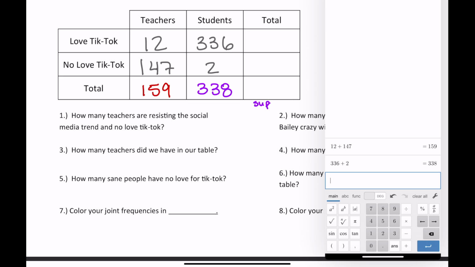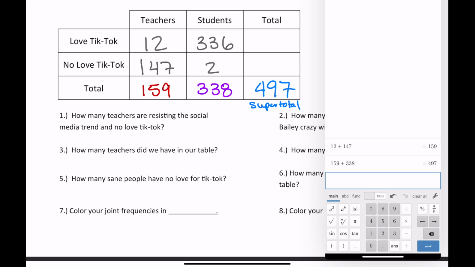All right, now we can figure out the super total. I'm going to write that super total. Right, and so we do 159 plus 338, which gives us 497.